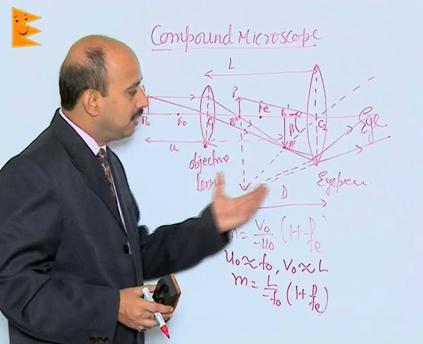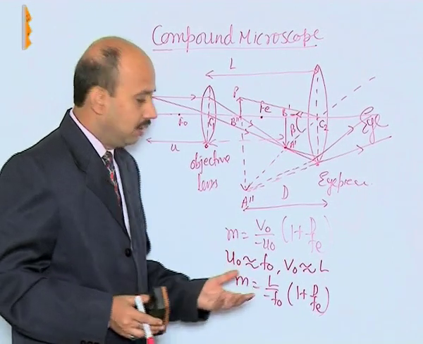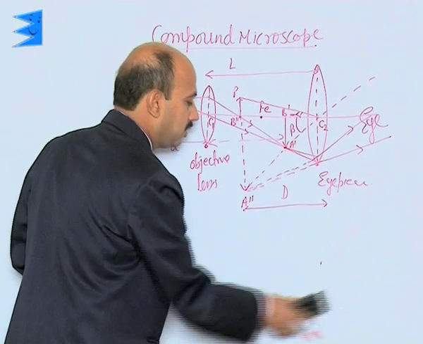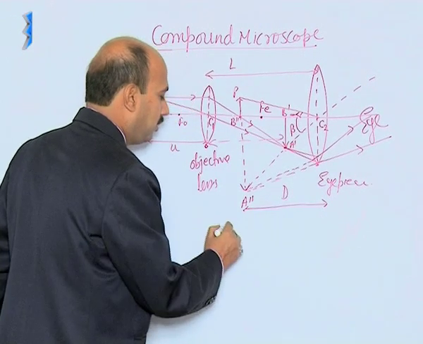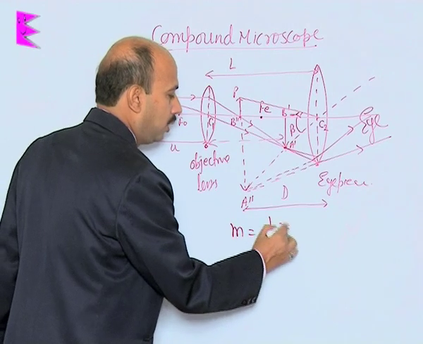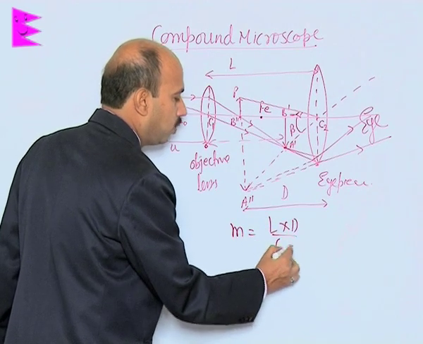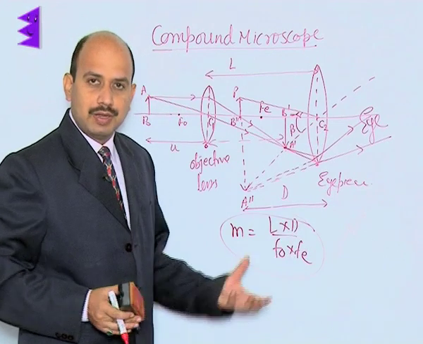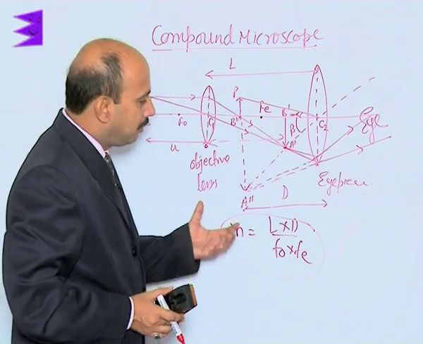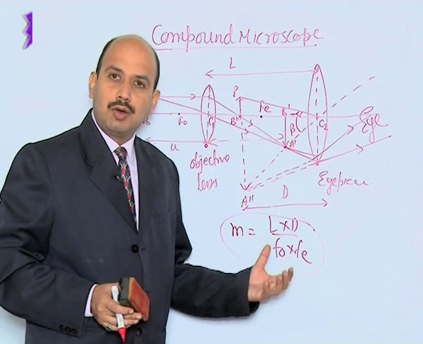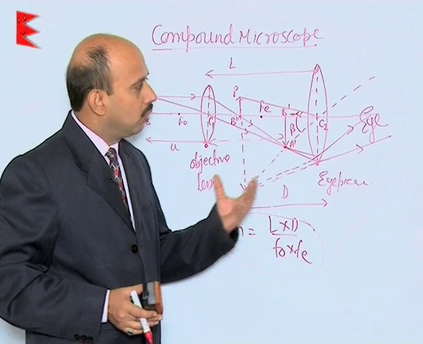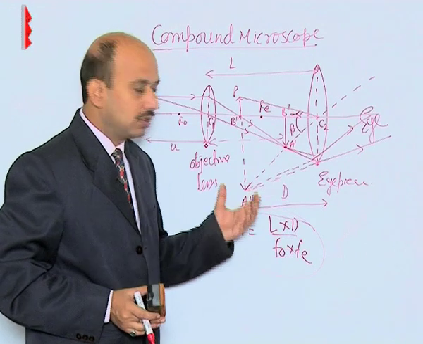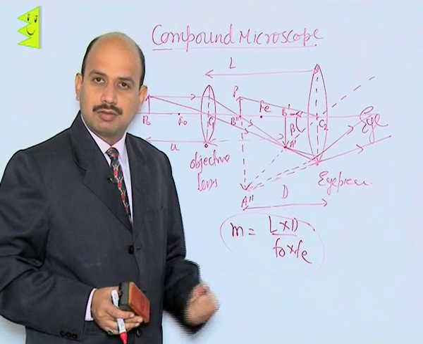And if the final image is obtained at infinity, then we can write the same formula for the magnitude of the magnification: m is equal to L into D upon F_O into F_E. So, I have used here the steps which we did already in the simple microscope. You can also derive by the same way and get the magnifying power for the compound microscope in different cases.